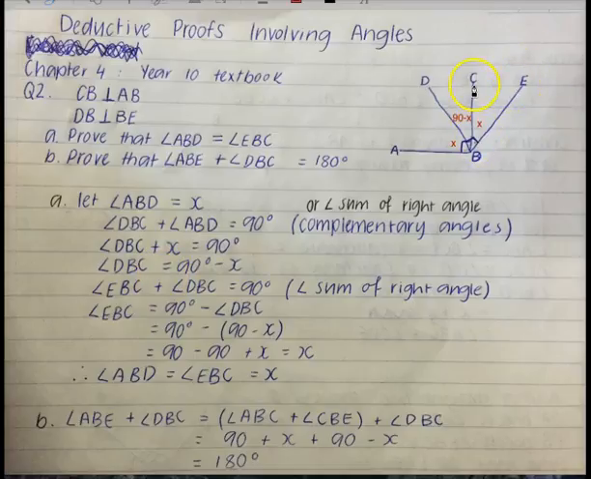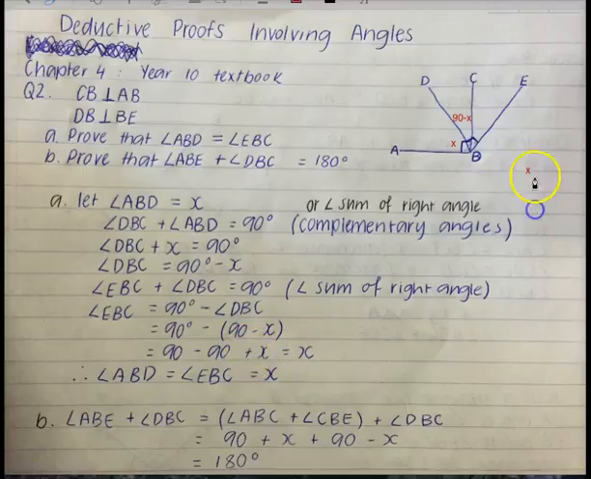Now, we know that angle EBC plus angle DBC, so I'll just move this away at the moment. So angle EBC, this one, plus angle DBC, this one, is 90. Again, angle sum of right angle. Now substituting in the values that we know, angle EBC, this one over here, is equal to 90 minus whatever angle DBC is. Now we know that that's 90 minus X, because angle DBC is 90 minus X. So if we open the bracket there, we get 90 minus 90 plus X, which equals X.